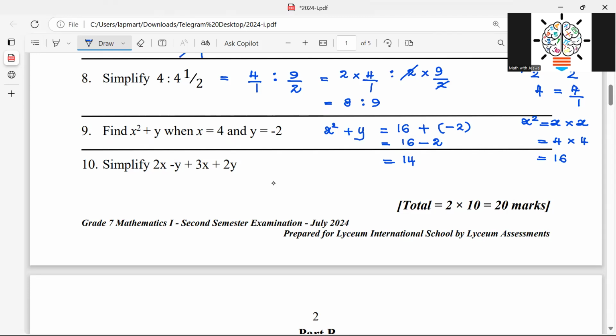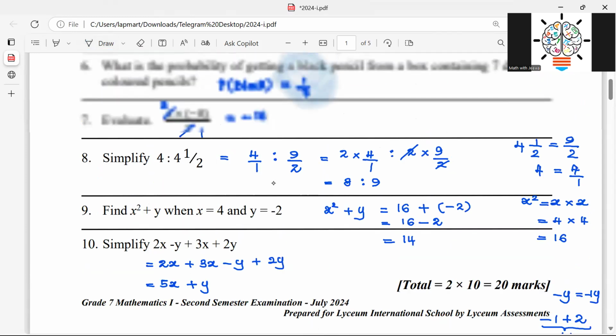Then the next one, we can collect the like terms closer. So that is 2x and 3x closer, and negative y plus 2y, like this. So then 2x and 3x is 5x, and negative y and 2y it is plus y, right? This negative y means negative 1y. When you have negative 1 and positive 2, what will be the answer always? It will be positive 1. So then positive 1y, but normally we write it as positive y.